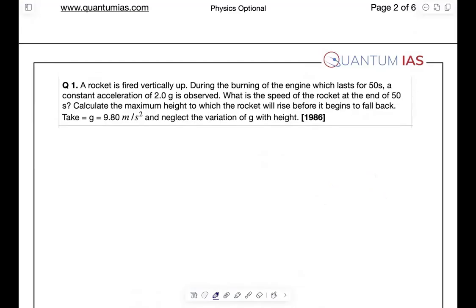So the very first approach towards the numerical is to understand कि किस topic का question है, what are the concepts involved here, and what is the formula we are going to use here. So as soon as you will understand that it is coming from the equation of motion, you will be able to do that, right?